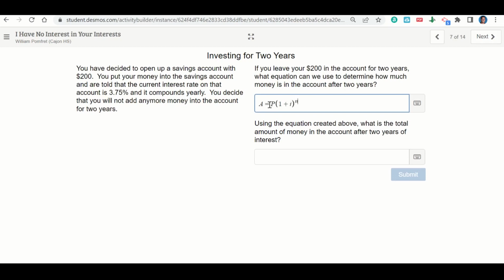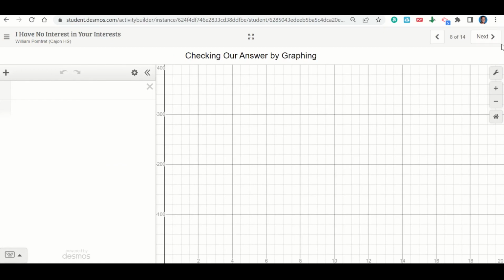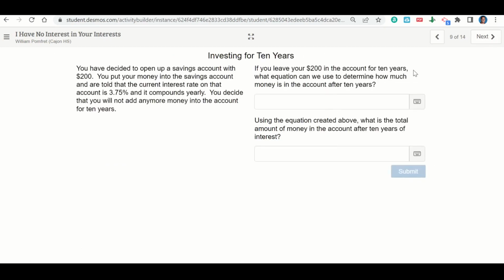And we'll start filling stuff in. We know the principal amount. The principal amount is 200. We know the interest rate is 0.0375. And this time we know that n is 2 years. So there's our equation. And it also spits out how much money we would make. So this is $215.28. And notice the 1 drops off because we're rounding. So 1 is smaller than 5, so it stays as 28 cents. And then we'll graph that one to check our answer. And we'll continue this on.